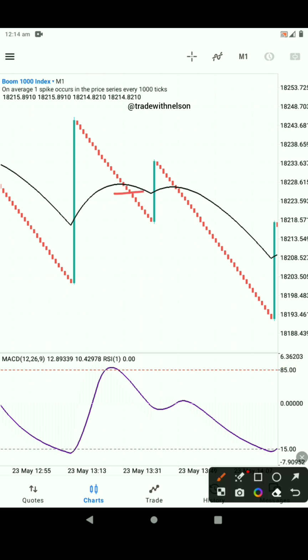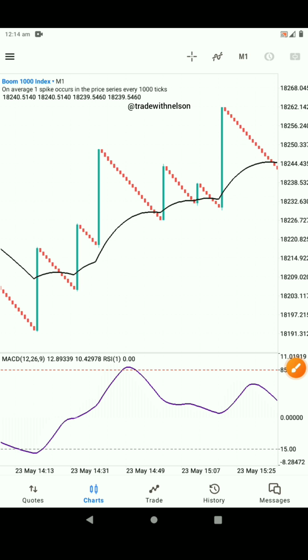You don't enter immediately. You wait for a single spike after this movement below the moving average. Once you have this spike, you enter your sell and count your 5 candles easily. After the 5 candles, you close your trade and you look for another opportunity.